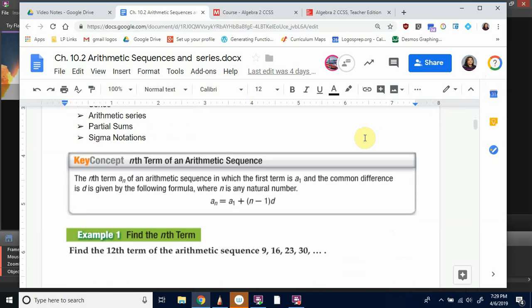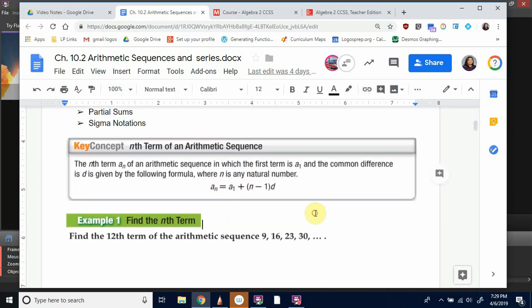Now we learned that by using the slope formula, we can come up with a formula that we could use to find the nth term of an arithmetic sequence. So here's our formula. a of n is equal to a of 1, the first term, plus n minus 1 times d, the common difference. So we just got to know what these mean.